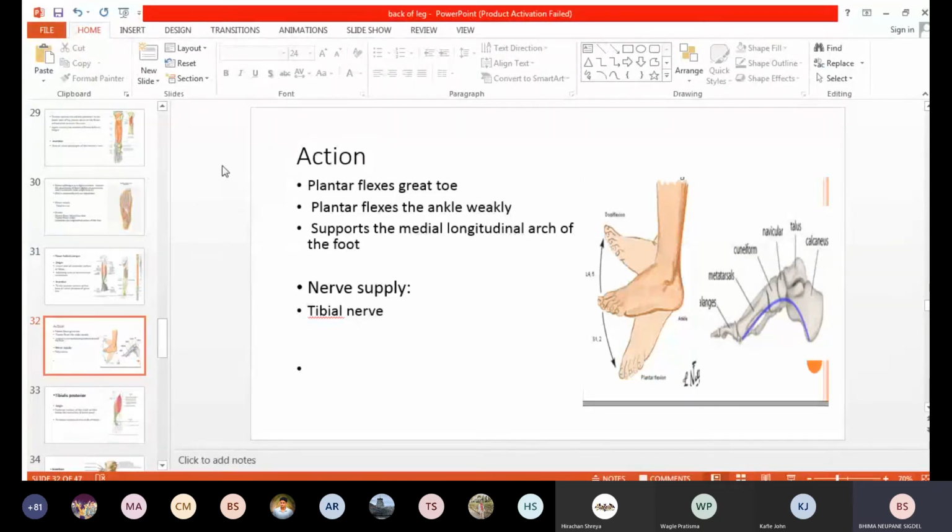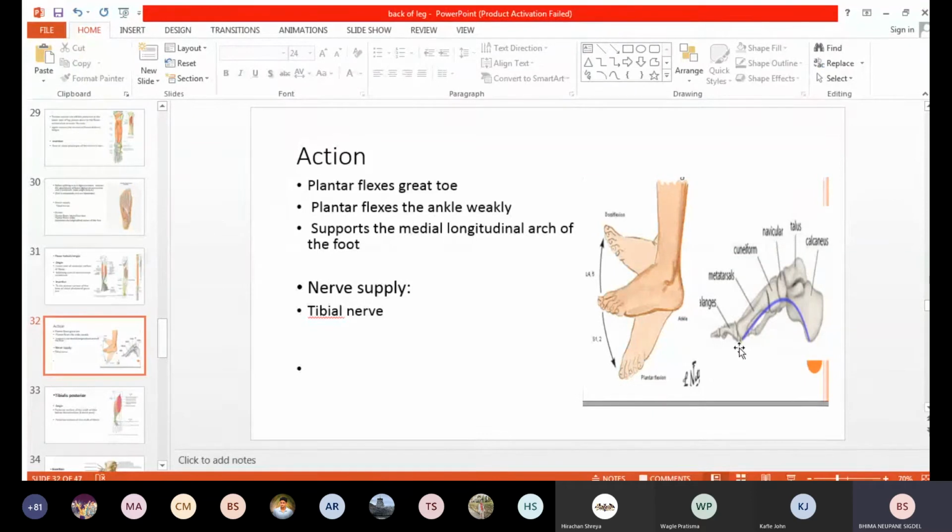So first, this is the hallucis, so its action will be on the hallux, that is the greater toe. So this is the plantar flexion of the greater toe, which will be done by the flexor hallucis longus, and weakly there will be plantar flexion of the ankle joint. Along with that it will also support the medial longitudinal arch of the foot.